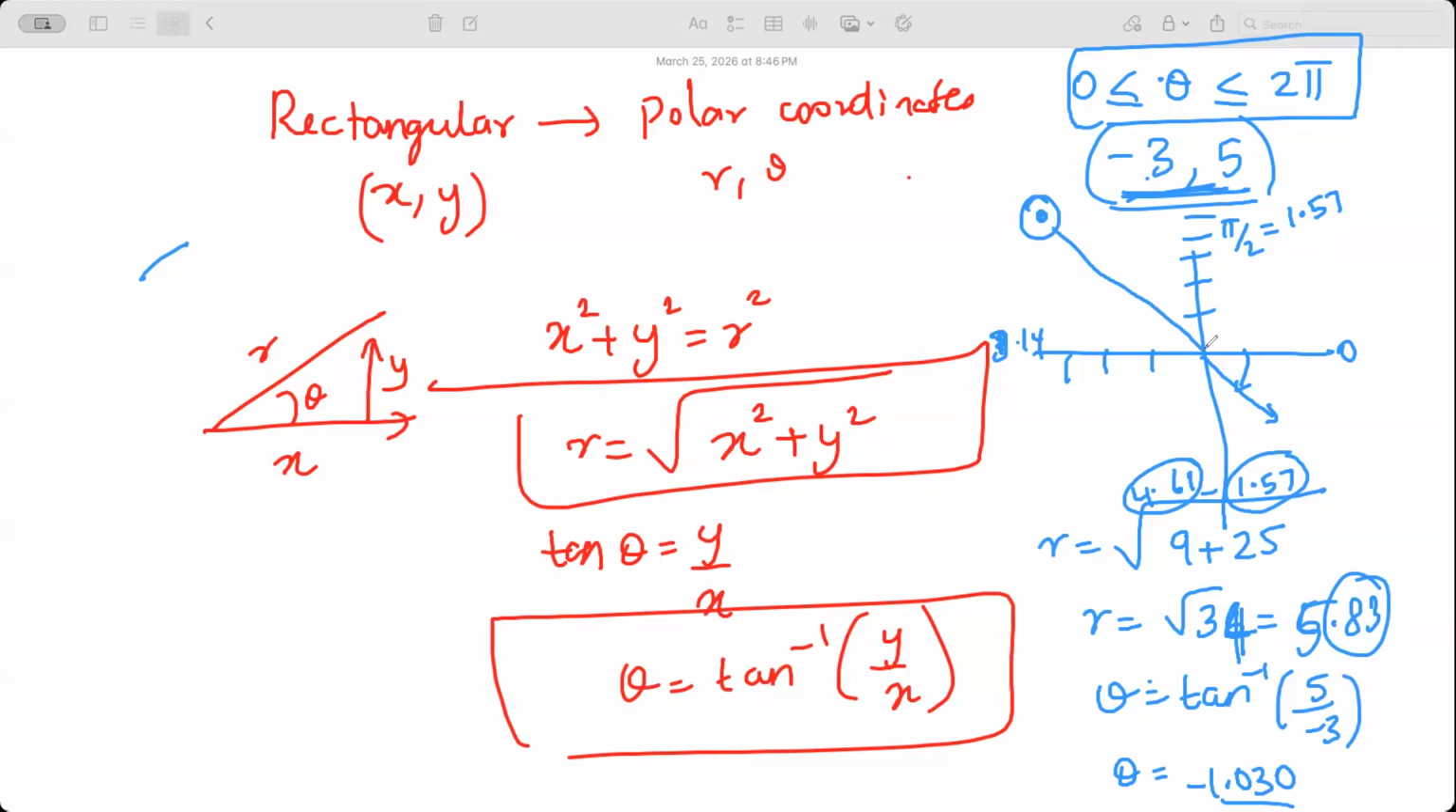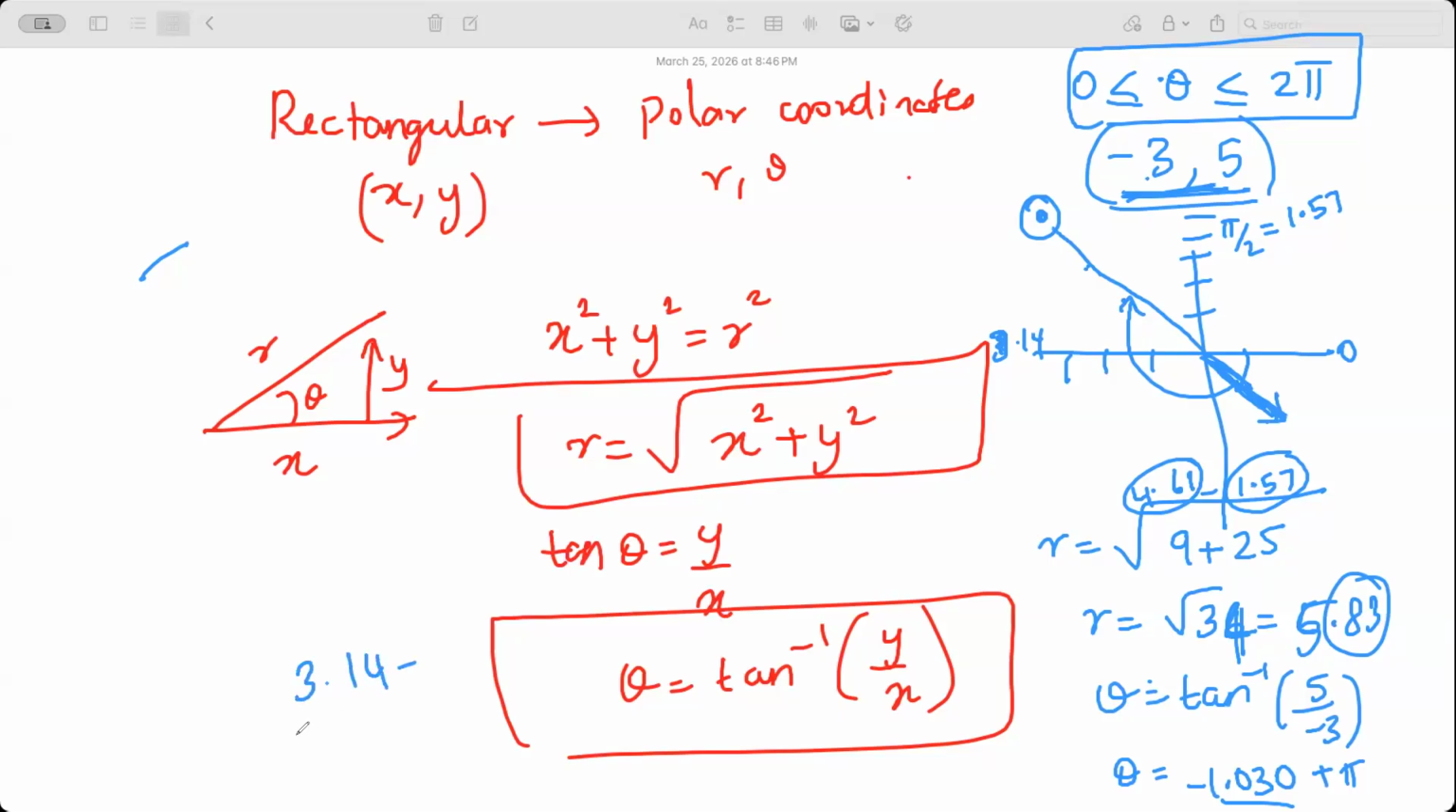What should you do to adjust this? So you will go ahead and add pi to this, making your angle come in the second quadrant. So if you add pi, that is 3.14, right? What happens now? Add pi and your answer matches.